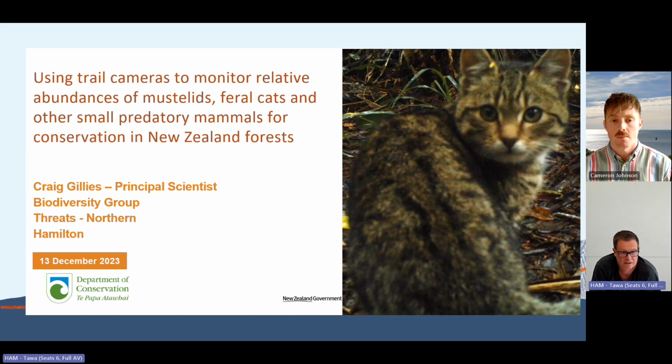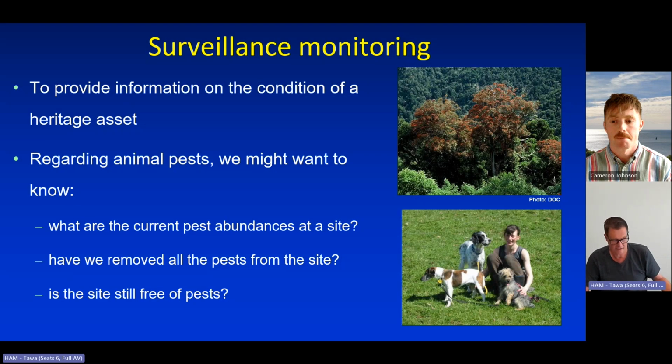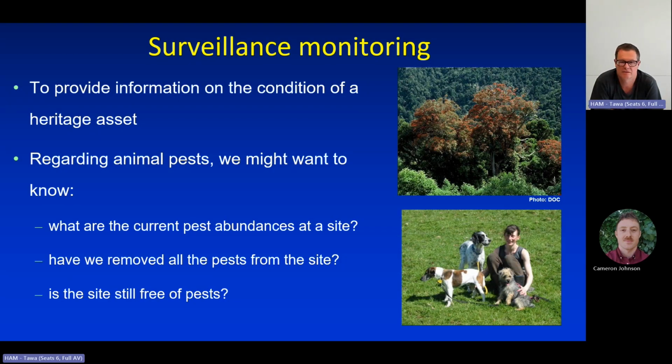I'm a principal scientist based here in Hamilton, and I primarily work on feral cats, mustelids, and rats. So I'm going to talk to you this afternoon about some work I've been doing trying to standardise a method for using trail cameras to monitor the relative abundances of mustelids, feral cats and other small predatory mammals for conservation in New Zealand forests. But before I rip into that, I might just go through some terms that we use here in DOC, because I've probably scattered them through the talk.